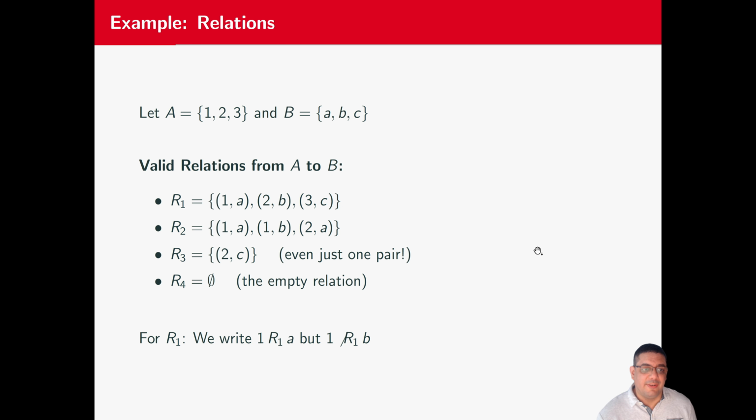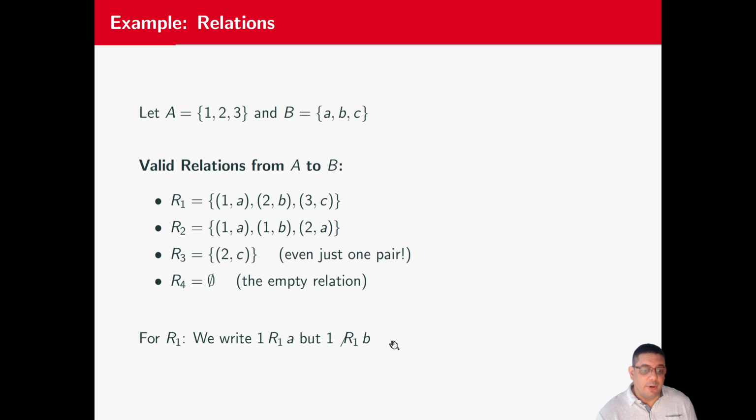Now, to give an example of that, let's consider the set A equals {1, 2, 3}, and B equals the set {a, b, c}. So there are some valid relations from A to B. For example, we can have relation R1 = {(1,a), (2,b), (3,c)}, R2 = {(1,a), (1,b), (2,a)}, R3 can be {(2,c)}, just one pair, or we can even have the empty relation, which is the empty set.